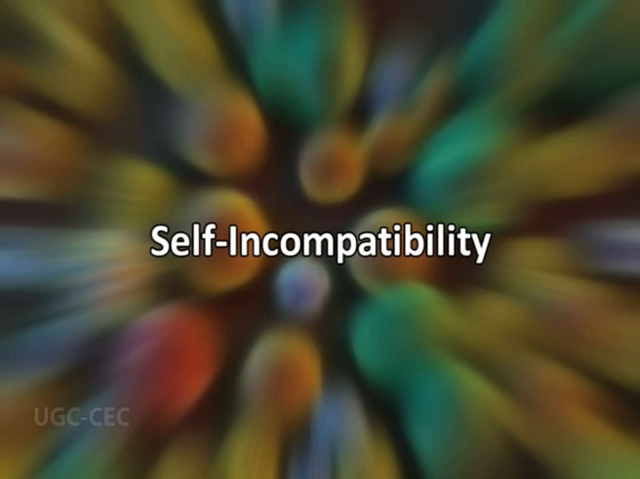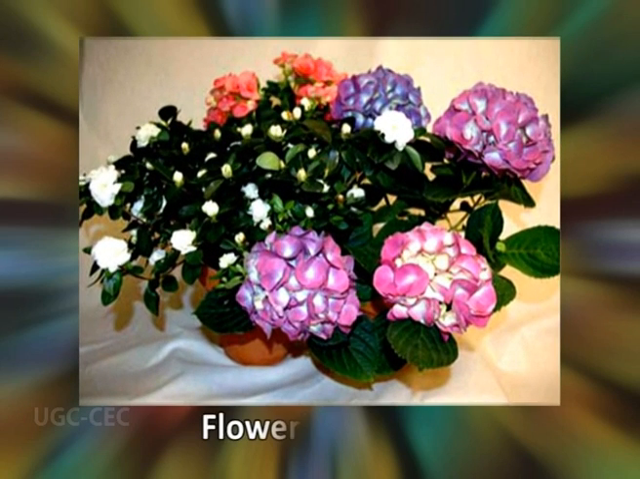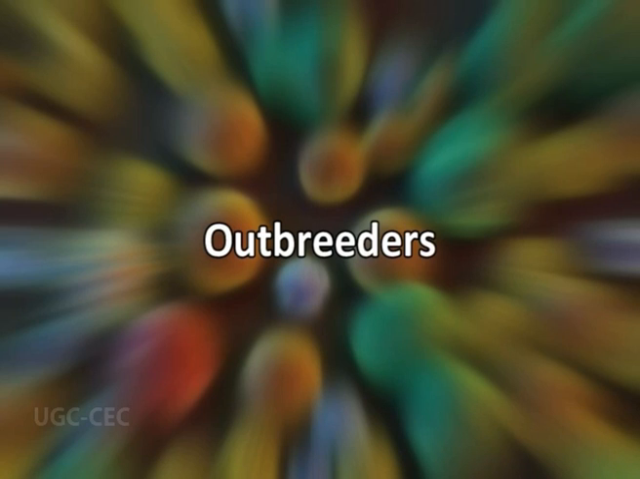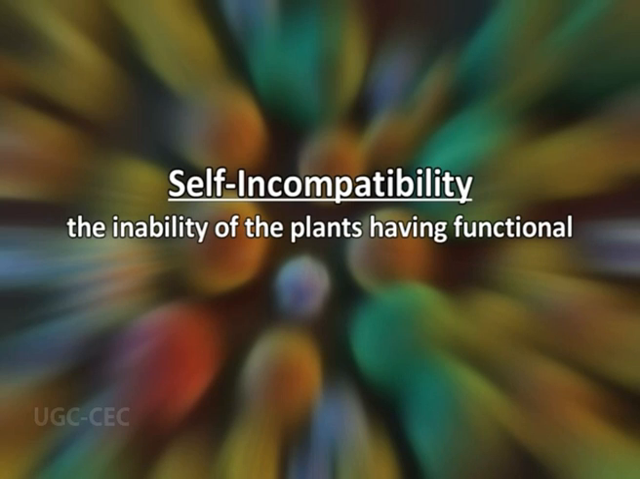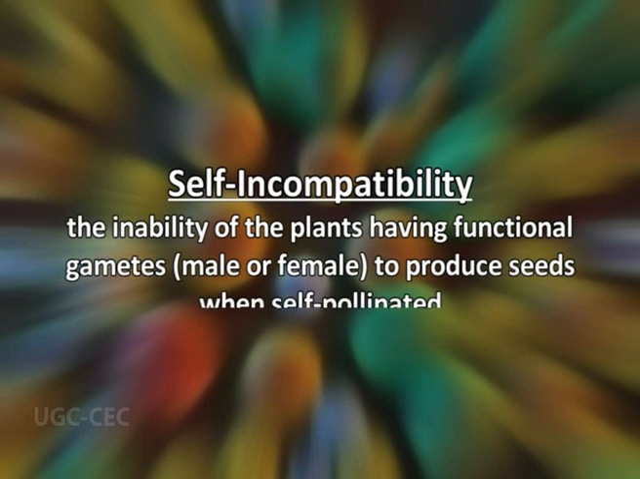The physiology and biochemistry of incompatibility have been investigated almost exclusively with reference to self-incompatible systems. Now, we will discuss self-incompatibility. A variety of flowering plants are fertilized by the pollens of other plants and not by their own, and are known as outbreeders. Self-incompatibility is defined as the inability of plants having functional gametes, male or female, to produce seeds when self-pollinated.